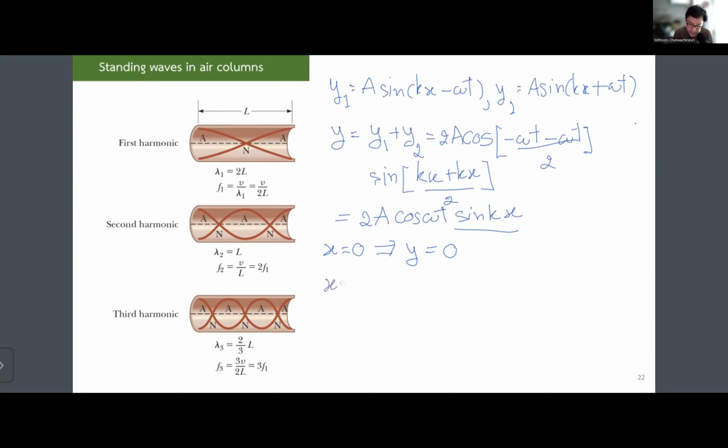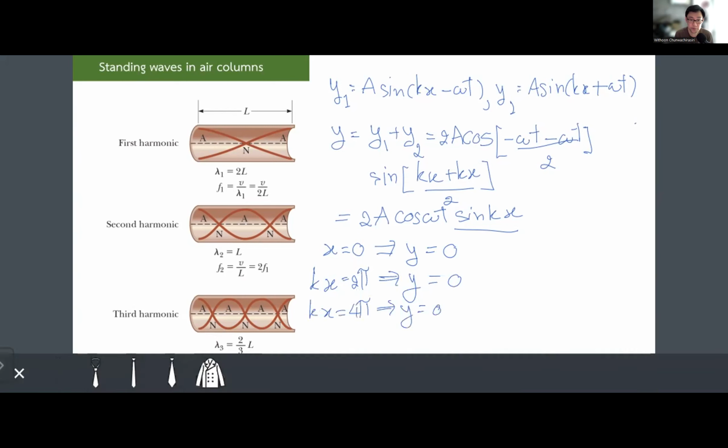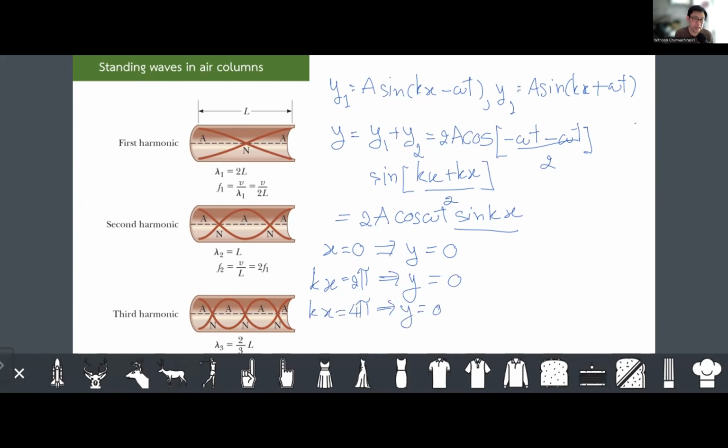If I said x equal to whatever makes my kx equal to 2 pi, so let me do this. If kx equals 2 pi, you also get y equal to 0. Cool? One more time. If you take kx to be equal to 4 pi, y is equal to 0 as well. But wait a second. The sine function goes to 0 no matter if it's 2 pi, 4 pi, or even half of 2 pi, which is pi.